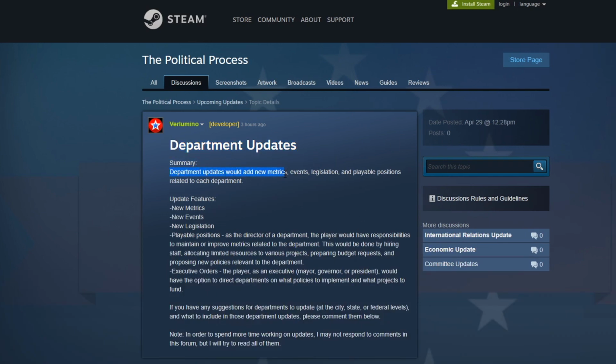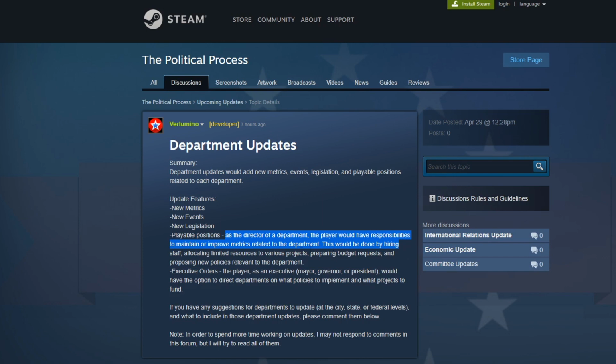This is basically a new update that would add new metrics, events, legislation, and playable positions related to each department, such as the Secretary of Foreign Affairs, Secretary of Energy, Health and Human Services, the Interior, etc. So the update's new features would include new metrics, new events, new legislation, and then playable positions. As the Director of the Secretary of Energy, for example, the player would have the responsibilities to maintain and improve the metrics related to that department.